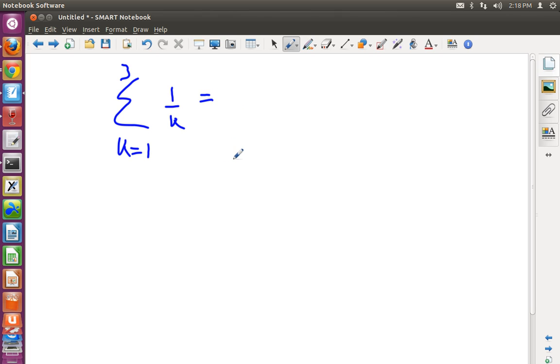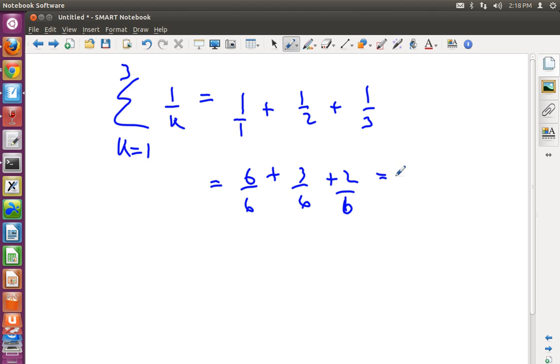What am I doing? Plug in 1, you get 1. Plug in 2, you get 1/2. Plug in 3, you get 1/3, and then add them up. It's so hard to do this on a tablet. When in doubt, it's a k. So how do you add fractions, by the way? The common denominator is 6, so multiply top and bottom by 6, and you get 6/6 plus 3/6 plus 2/6, which is 11/6. Okay, good.